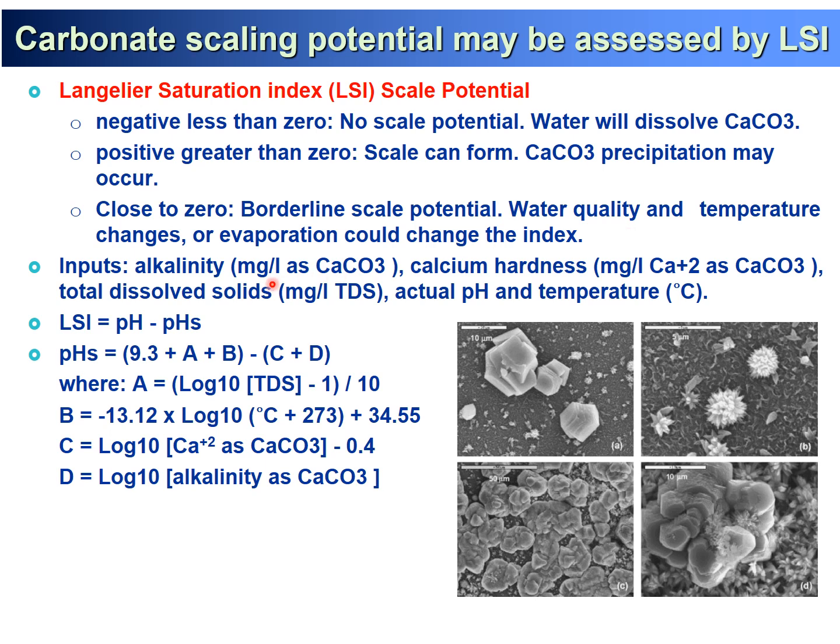So the inputs are alkalinity, calcium carbonate, calcium hardness, total dissolved solids, and actual pH and temperature to calculate this LSI value. LSI is equal to pH minus pHs. Here pHs means 9.3 plus A plus B minus C plus D. Here A is a function of your total dissolved solids.